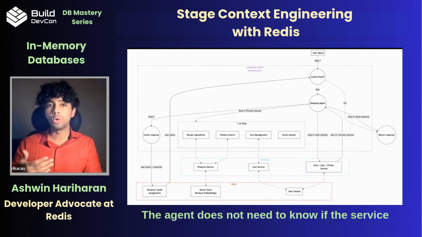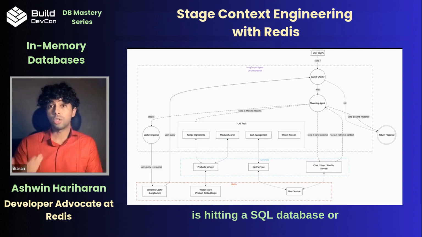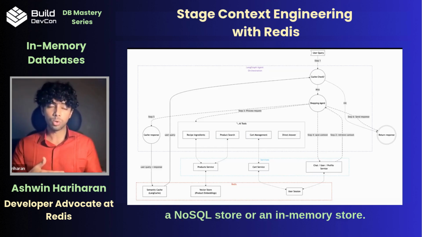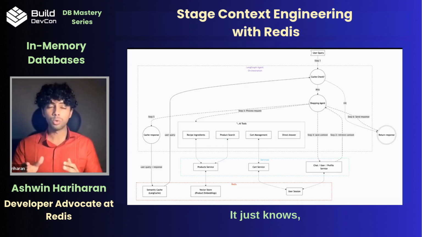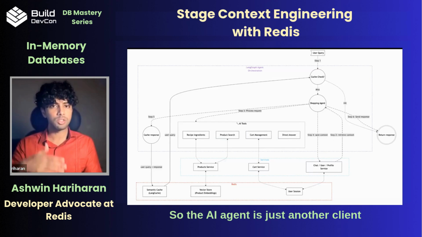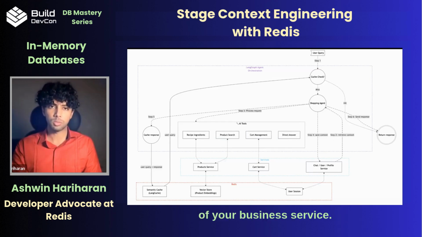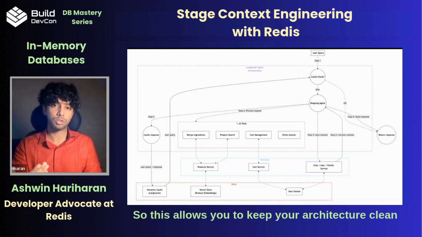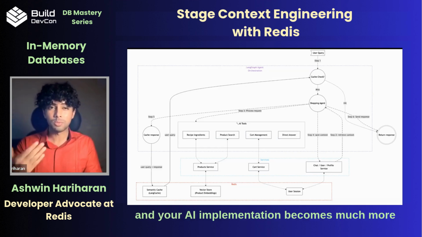The agent does not need to know if the service is hitting a SQL database or a NoSQL store or an in-memory store. It just knows, "just give me products matching this criteria." Okay, so the AI agent is just another client of your business service. This allows you to keep your architecture clean and your AI implementation becomes much more maintainable.